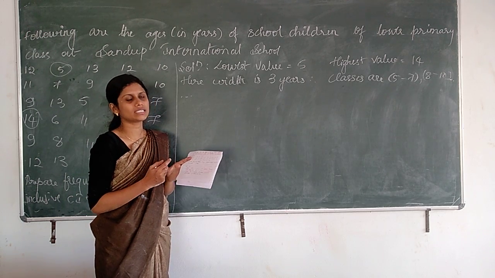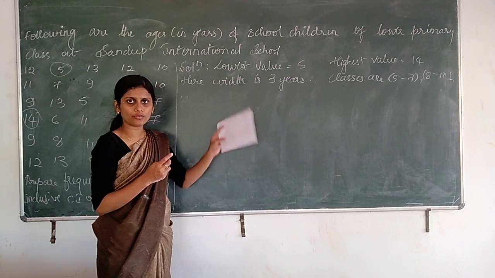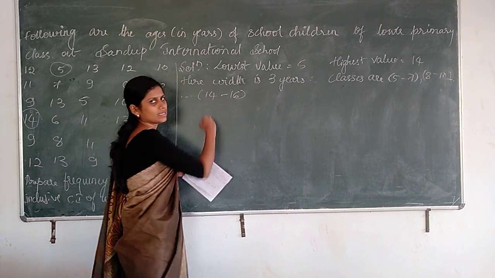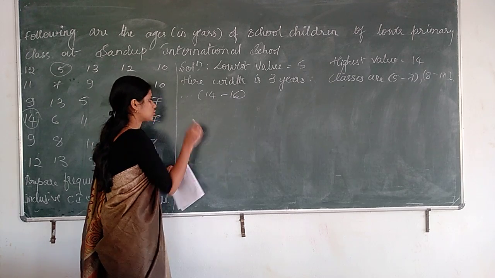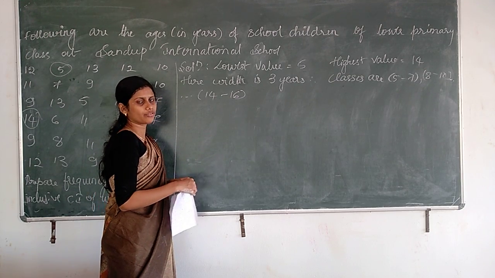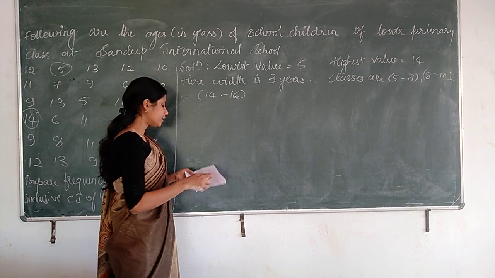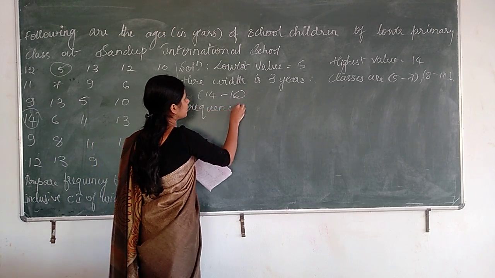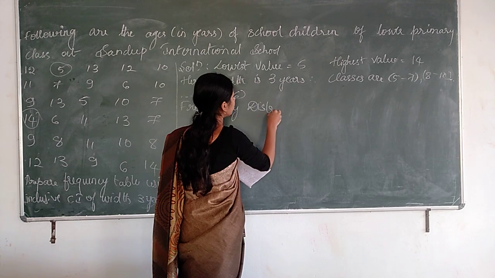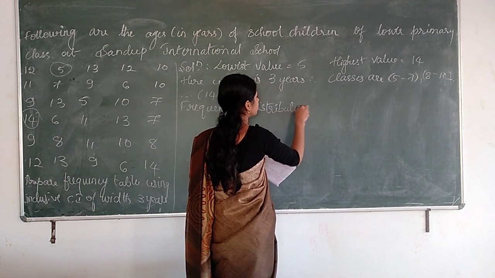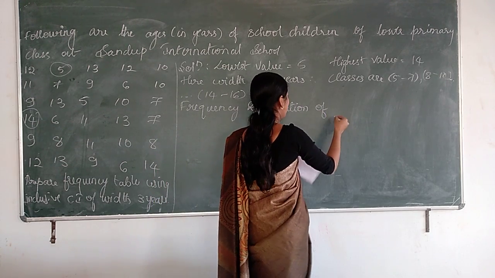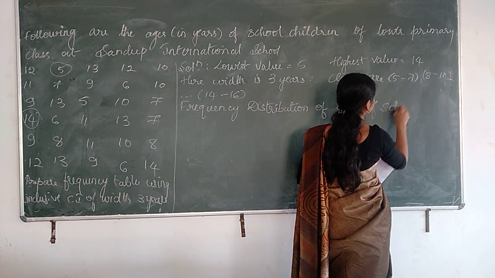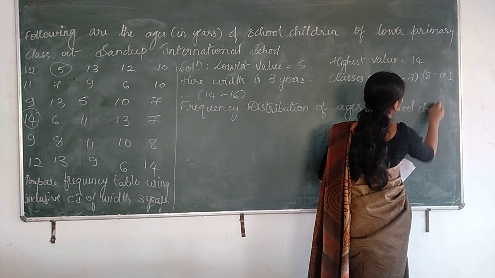14, 15, 16. As we have to include 14, the last class will be 14, 15, 16, up to 14 to 16. So the continuous frequency distribution we are going to frame. The table title is frequency distribution of ages of school children.